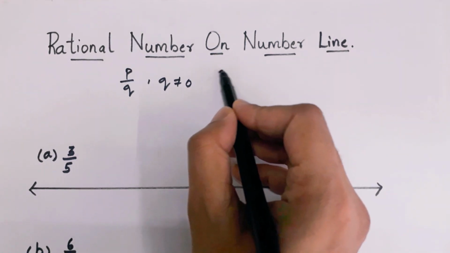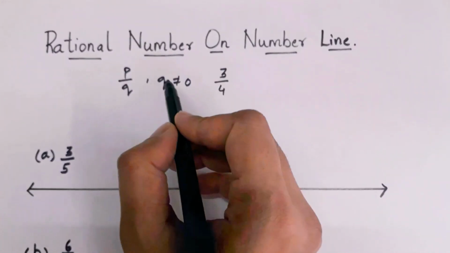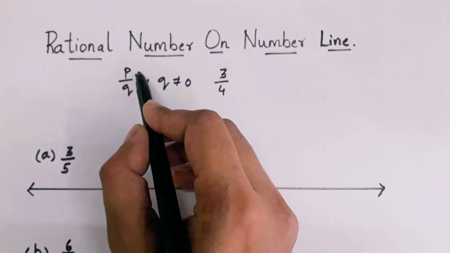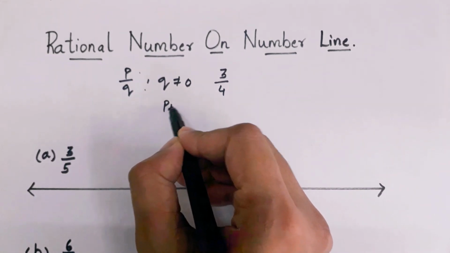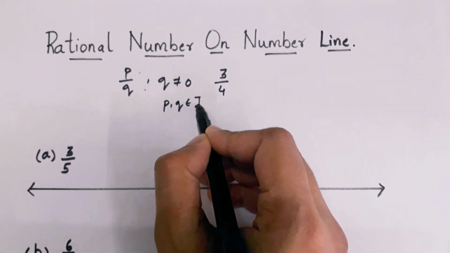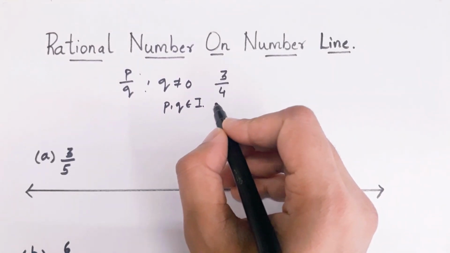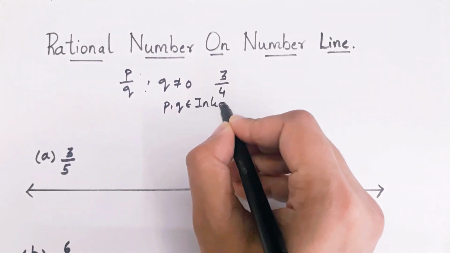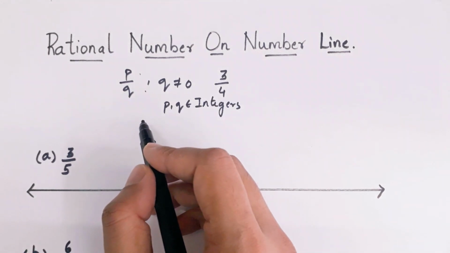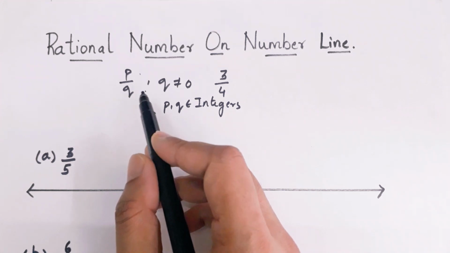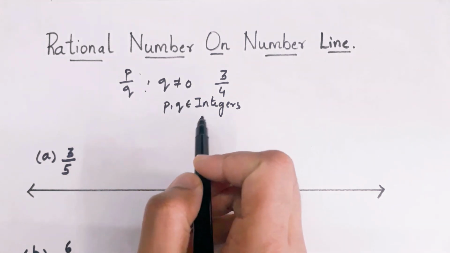For example, 3 upon 4. And one more thing, q should not be equal to 0, and p and q are integers. So I can say p, q belong to integers. Rational numbers are those numbers which can be written in p upon q form, where q is not equal to 0 and p and q belong to integers.